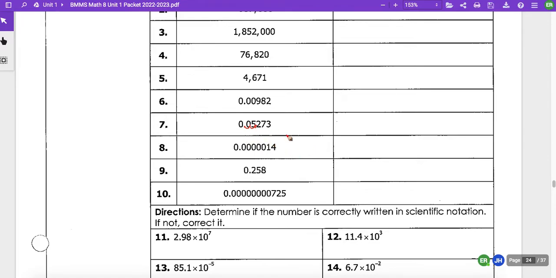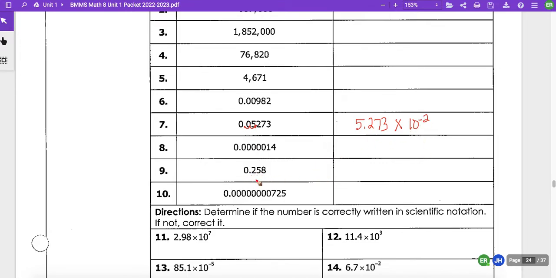And we move 2 places. Okay? So remember that. And we're going to drop our zeros in the beginning here. So we're going to say 5.273. And now we're going to write times 10, and this time we move 2 places, but it's not positive 2, it's negative 2, because this standard form is between 0 and 1, so we need a negative exponent.